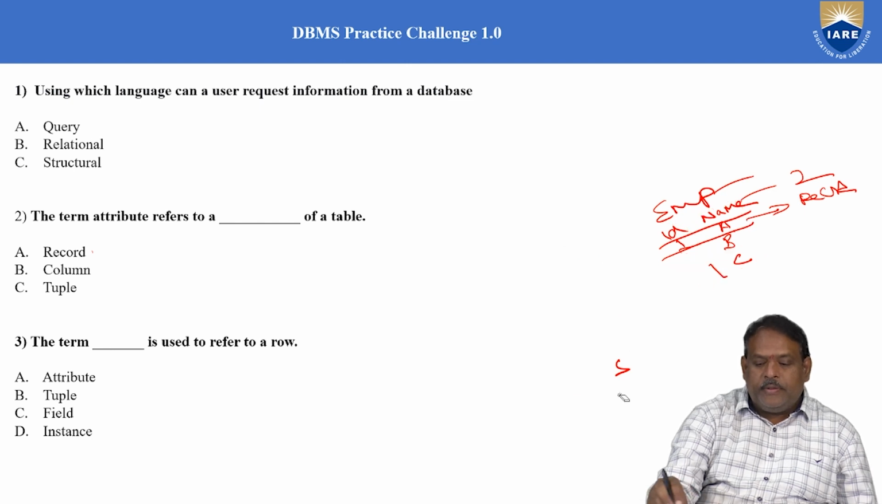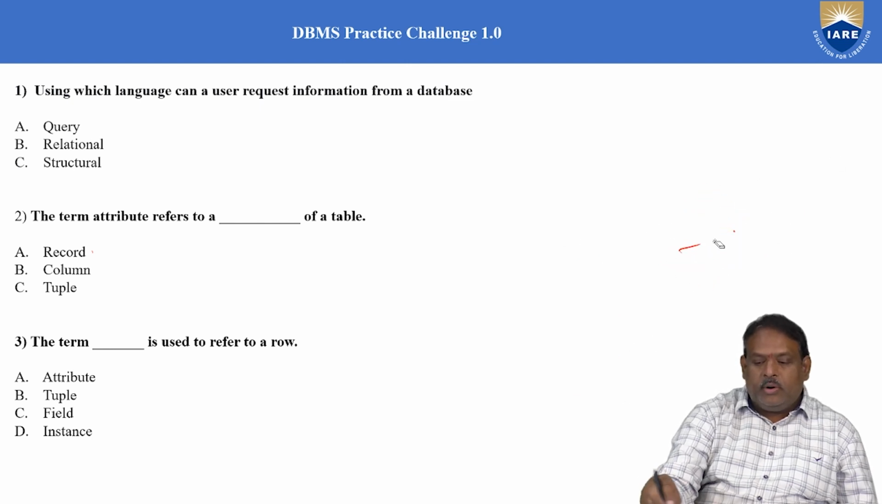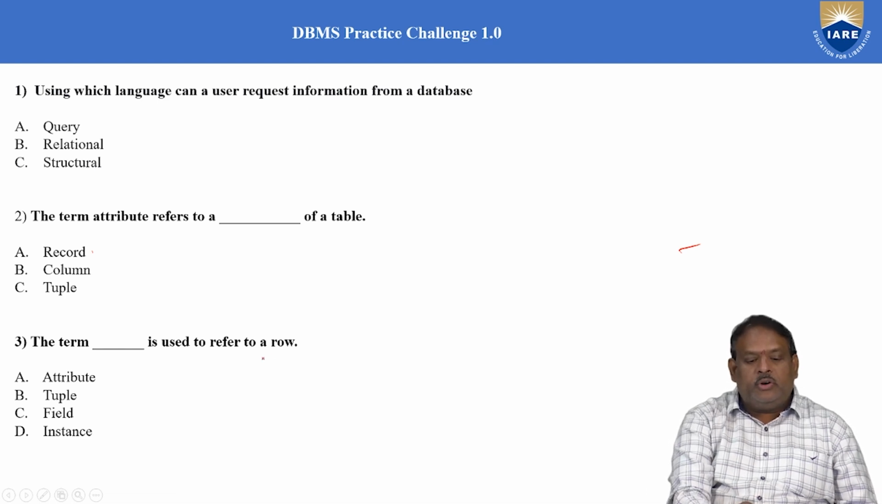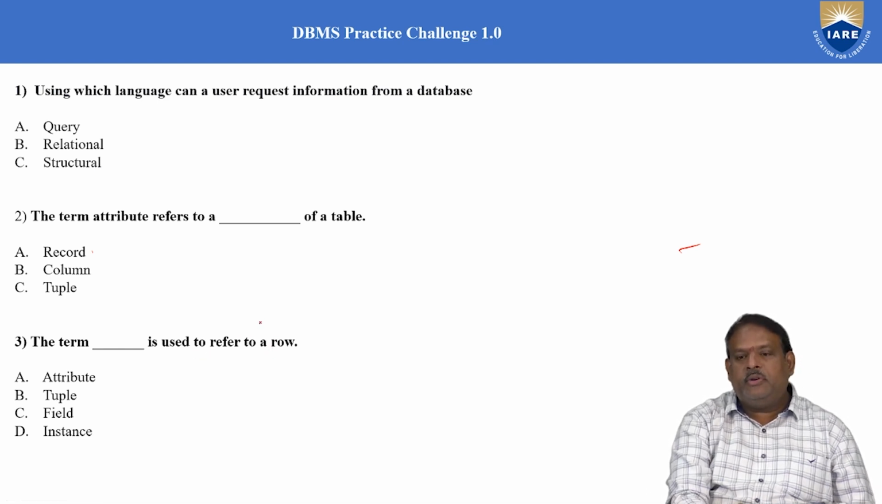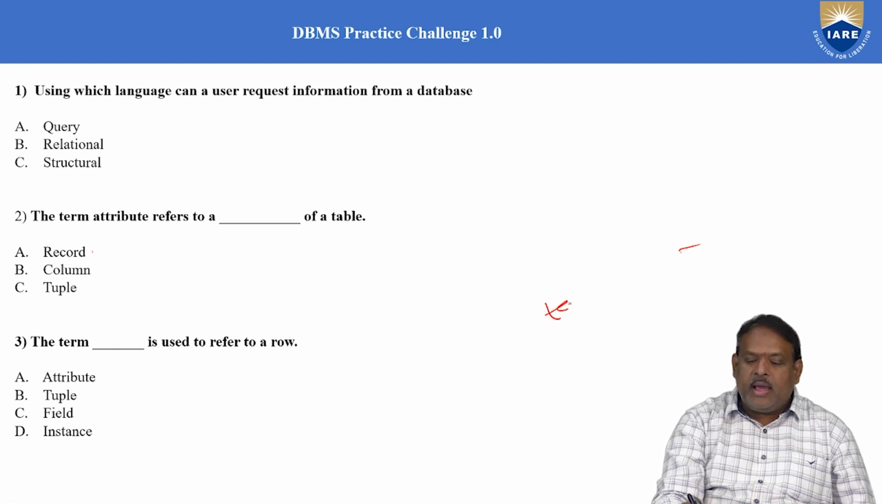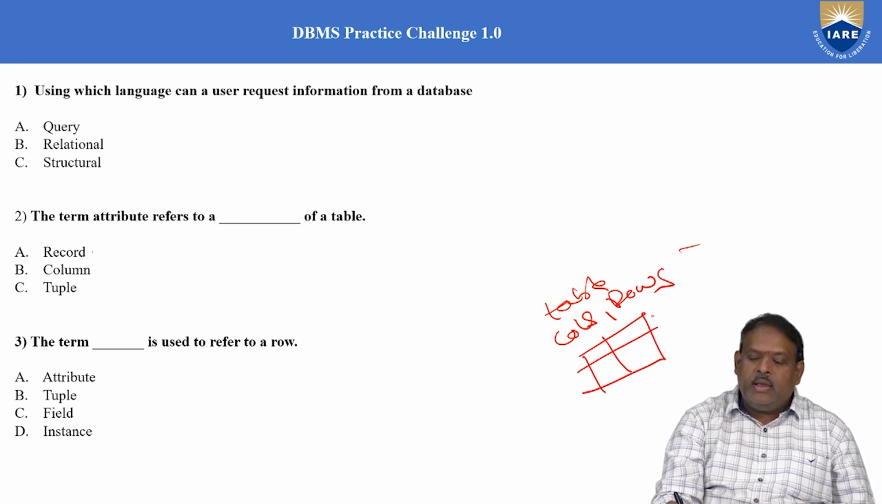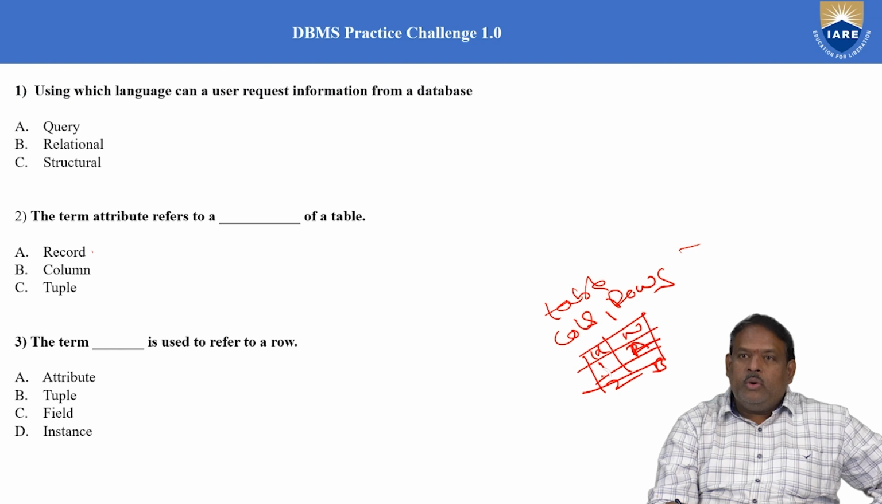What is the next question here? Third question, that is, the dash term is referred to a row. Again, a table will have columns and rows. And here my column names, for example, are ID and name. So 1 comma A, 2 and B. Here 1 is a row having ID as 1 and name as A, and the second row is 2, having a column value of B for name.